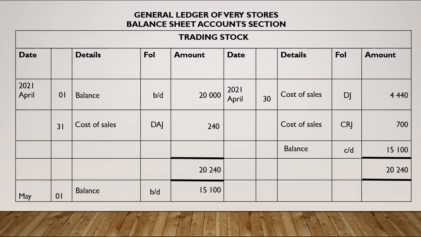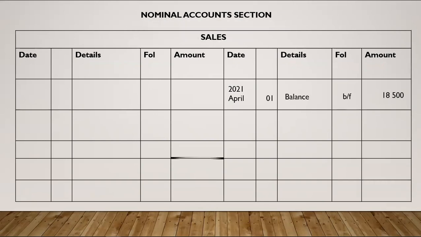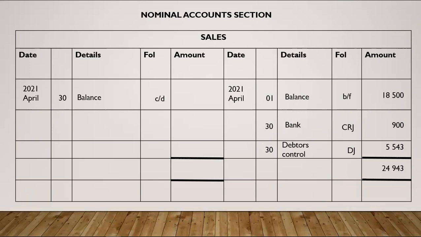Then we are going to have sales. Sales increase on the debit side, as I've said. It will increase by the sales figure of goods that we sold on credit and goods that we sold for cash, which was 900. And on credit, it was 5,554. You will just have to balance this off by creating what we call balance carried down, which will be balance brought forward in the next month.